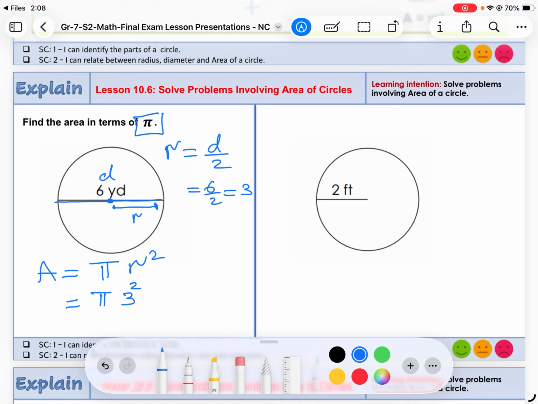Now let's do the math. 3 to the power of 2, what does that mean? We all know 3 to the power of 2, or 3 exponent 2, is the same as 3 times 3. It's not 3 times 2, no.